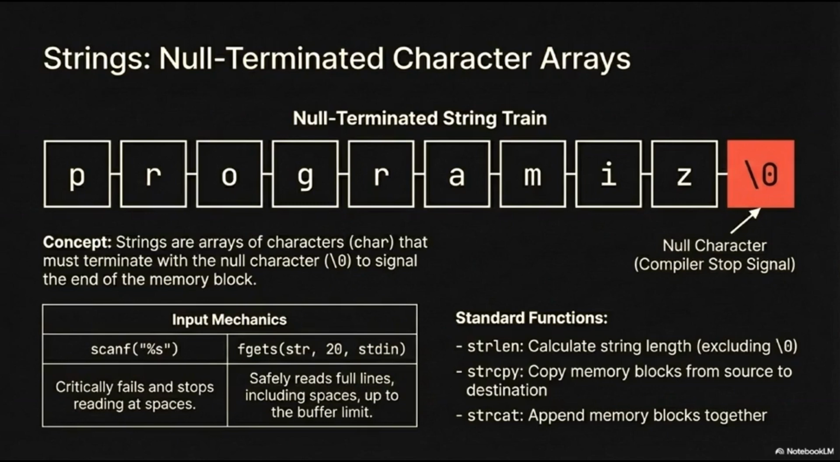When you need to get input from a user, you have to be careful. The classic scanf with a %s is a bit of a trap because it stops reading as soon as it hits a space. So if you type John Smith, it only gets John. That's why the preferred function is fgets. It's much safer and does what you'd expect. It reads the entire line of text, spaces and all.